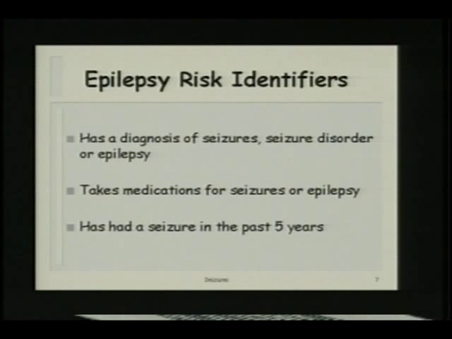Let's look at how we can identify people with epilepsy and the risk they have. The first one is just as straightforward as it can be. Do they have a diagnosis of seizures, seizure disorder, or epilepsy? Again, that's not the same thing as a one-time seizure when they were 3 months old, but seizures. Do they take medication for seizures or epilepsy? Keep in mind that medications that at one time were given solely for epilepsy are now also given for bipolar mood disorders and nerve pain, so you need to know the reason they're taking the medication. Have they had a seizure in the last 5 years?